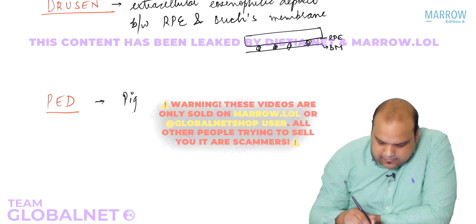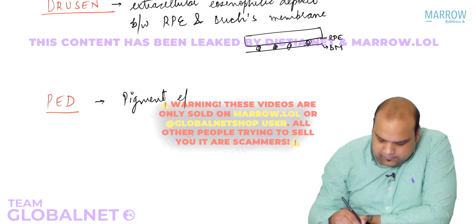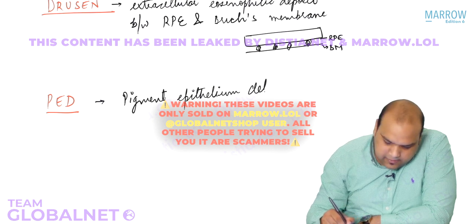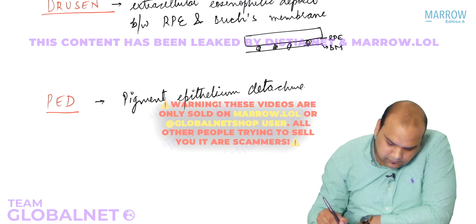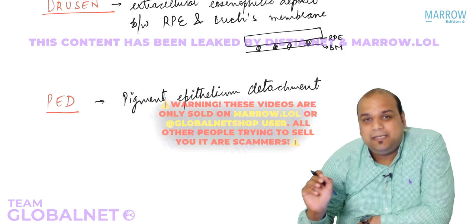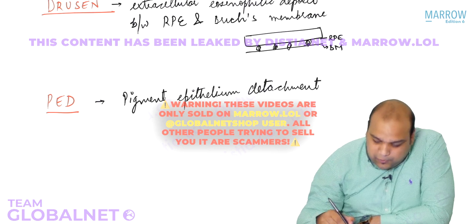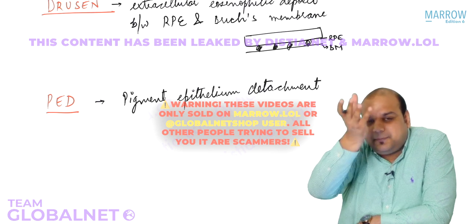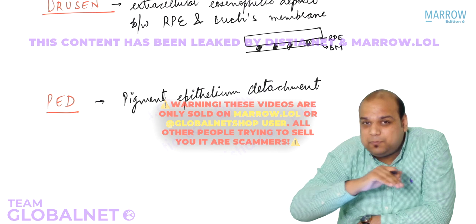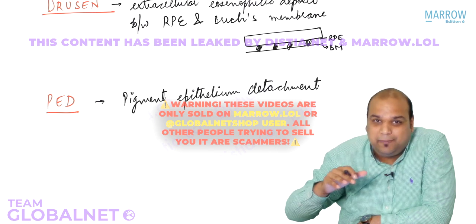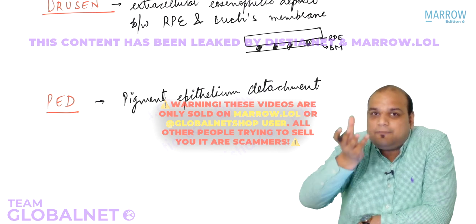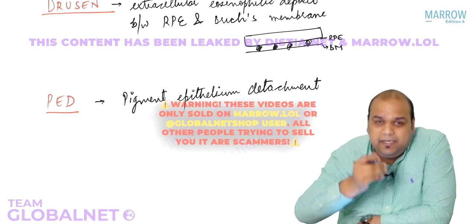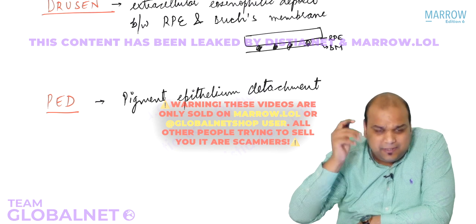PED is pigment epithelium detachment. Due to these large drusen, they will push the RPE up. Along with that, the Bruch's membrane is also not functioning properly, everybody. So all of this will push the pigment epithelium up, leading to pigment epithelial detachment.